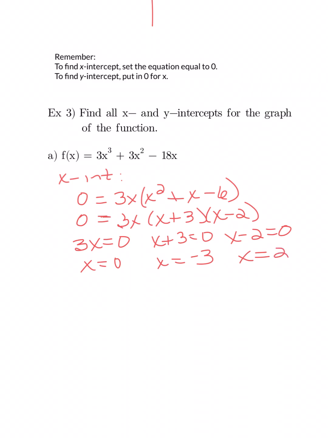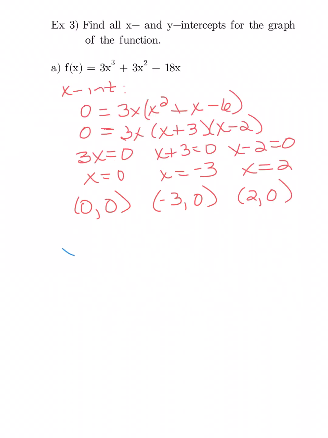Remember that x-intercepts are points. So you write your x value, and then the y value is always 0 on the x-intercept. For our second x-intercept, the x value is negative 3, y value is 0. For the third, x value is 2, y value is 0.